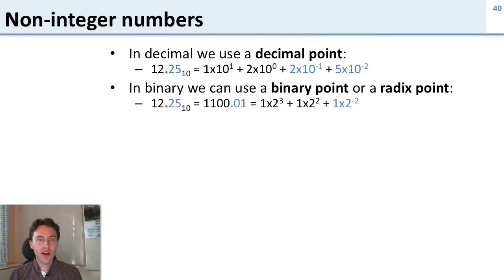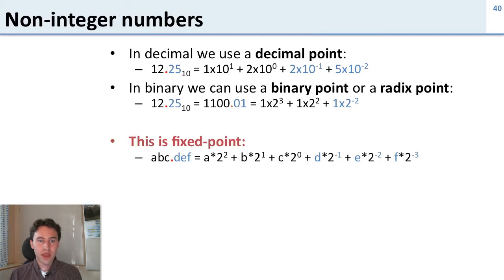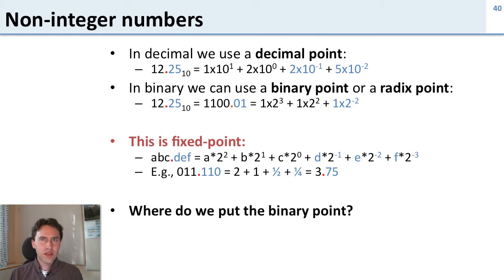In binary we use a binary point or radix point to do the same thing. So 12.25 is going to be 1100.01, and you can see how that's built up here. This is what fixed point numbers, or fixed point arithmetic, are. We have a binary point that we choose somewhere in our number, and we use that to decide what the interpretation of each of the places in the number is. So here we have 0.011.110, which is 3.75.